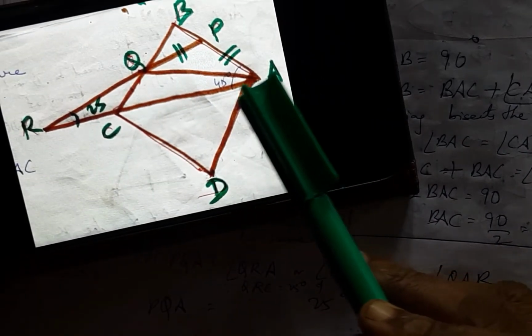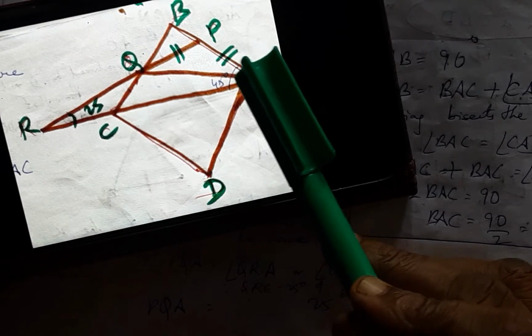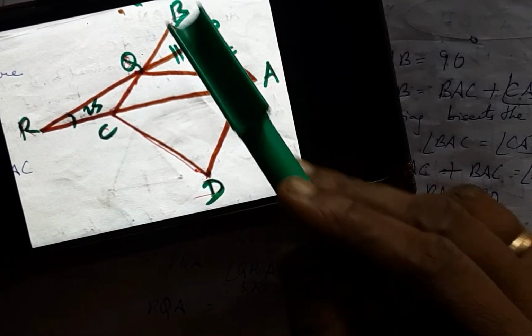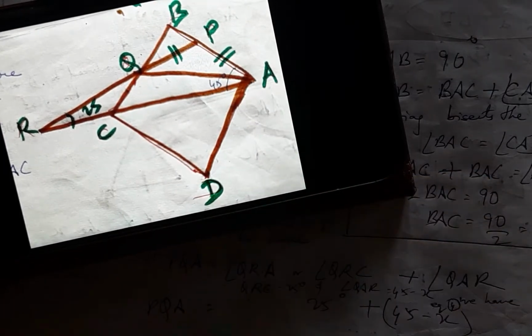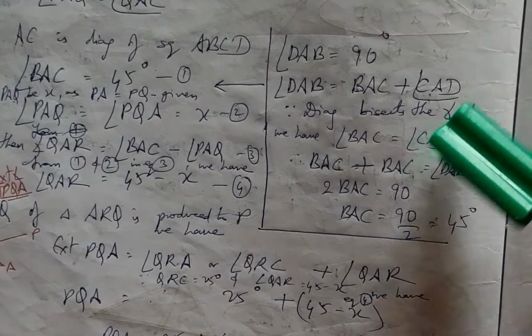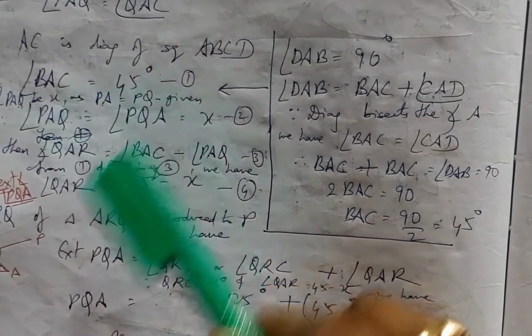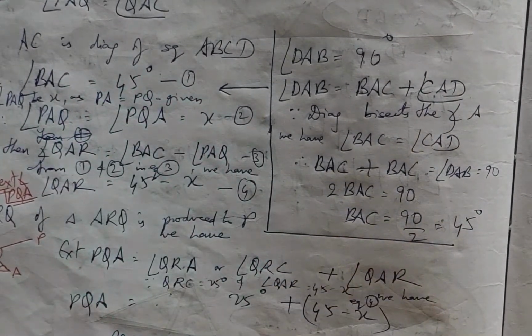As you can see, AC being the diagonal, the diagonal bisects this angle. Therefore, when it is 90, we have CAB or BAC as 45 degrees. And that has been elaborately written down here in the box. That is how we have BAC equals 45 degrees.